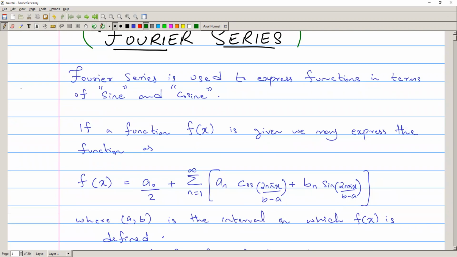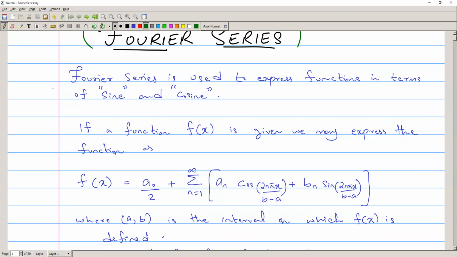So what is Fourier series? You all are familiar with the Taylor series. The great Taylor series is used to express any function in terms of polynomial, or we can say in the powers of x. So the Fourier series is used to express functions in terms of sine and cosine, right?